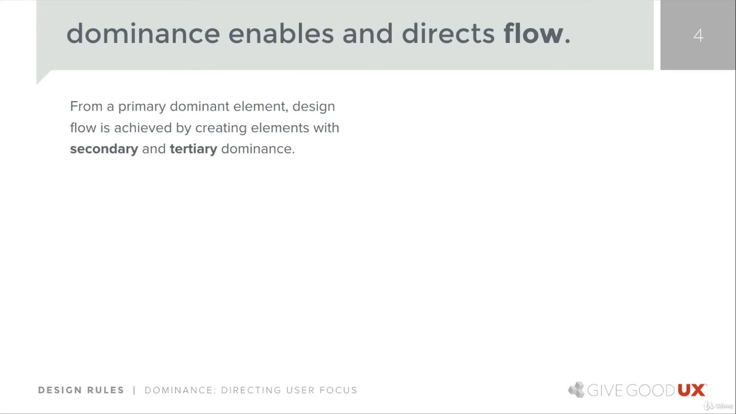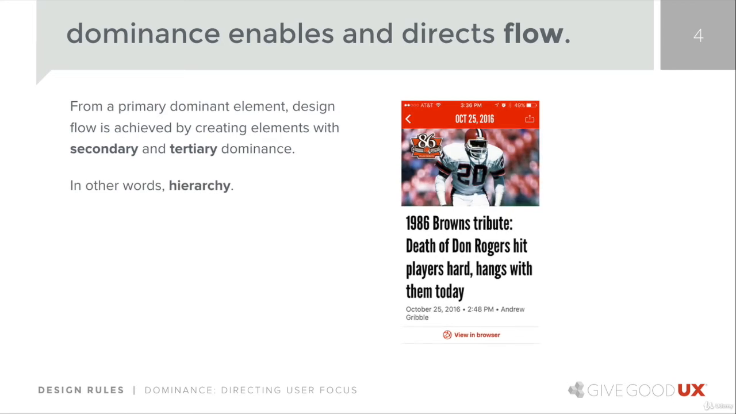So from a primary dominant element from your starting point, design flow is achieved by creating elements with secondary and tertiary dominance. In other words, dominance decreases the more elements you add. And you do that in a purposeful way. You make sure that there's one leading element and you make sure that everything under it has a specific hierarchy from most important to least important. Dominance relies on contrast, clear differences in the visual field, which this layout has in spades.